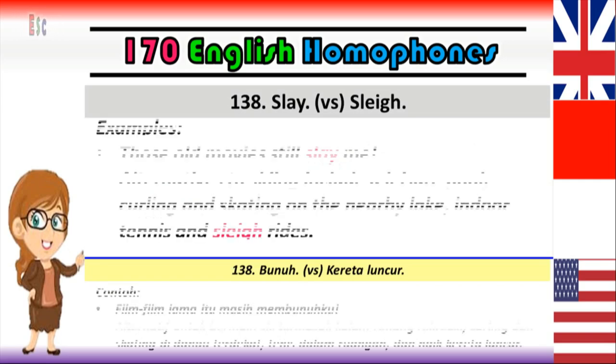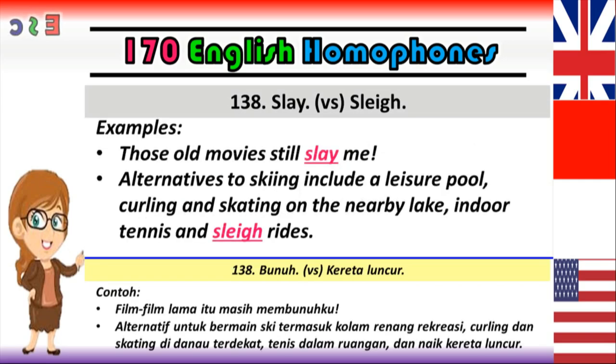138. Slay versus sleigh. Examples. Those old movies still slay me. Alternatives to skiing include a leisure pool, curling and skating on the nearby lake, indoor tennis and sleigh rides.